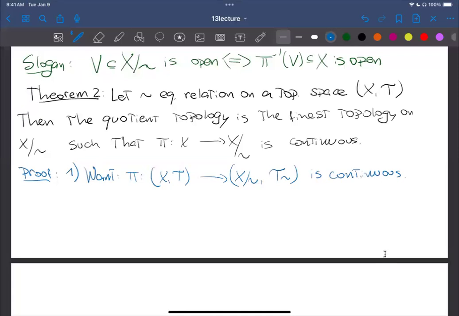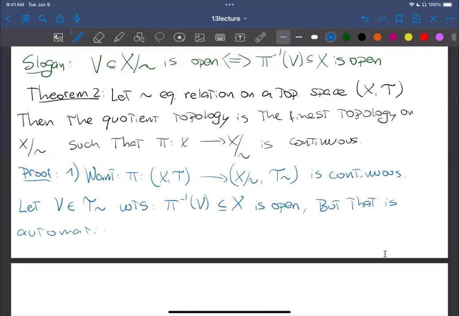How do we prove this? Well, we need to take an open set in the codomain here. So let's call it B in T tilde. I want to show the preimage under phi is open in X. I want to show that phi is continuous, the preimage under phi of B inside of X is open. Well, that's by definition of T tilde. That's automatic, by definition of T tilde.